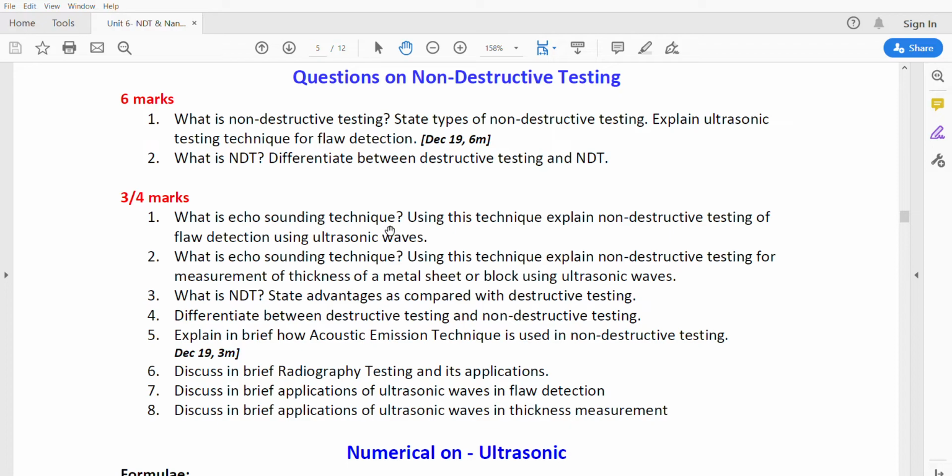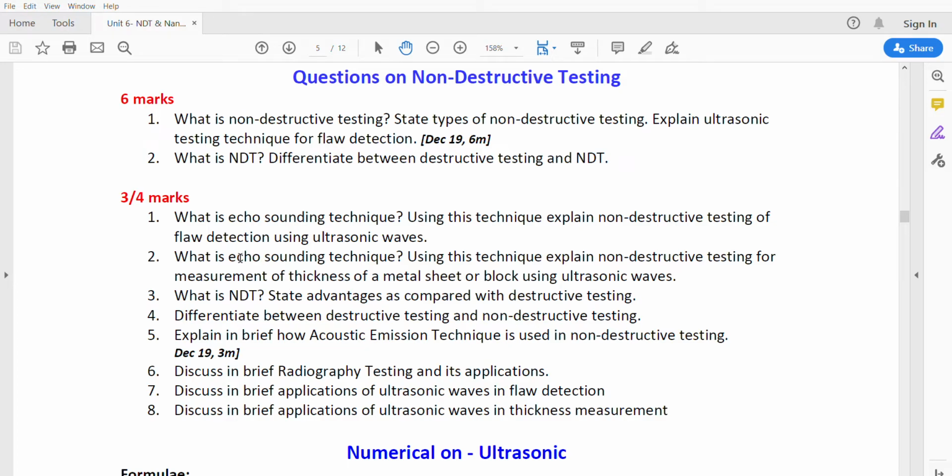And next, we'll see the 3 and 4 marks questions. The first question is important. What is echo sounding technique? Using this technique, explain non-destructive testing of the flaw detection using the ultrasonic waves. So we have to explain the echo sounding technique, and how we are going to use this technique for identifying the flaw present in the test samples.